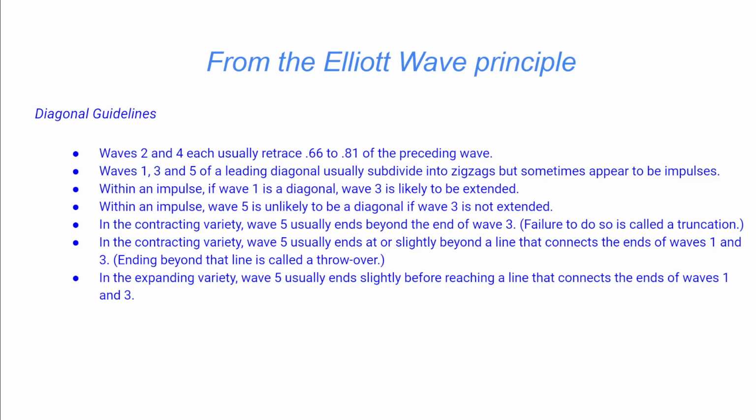In the contracting variety, wave 5 usually ends at or slightly beyond a line that connects the ends of waves 1 and 3. Ending beyond that line is called a throwover. In the expanding variety, wave 5 usually ends slightly before reaching a line that connects the ends of waves 1 and 3. So let's go to the visuals.